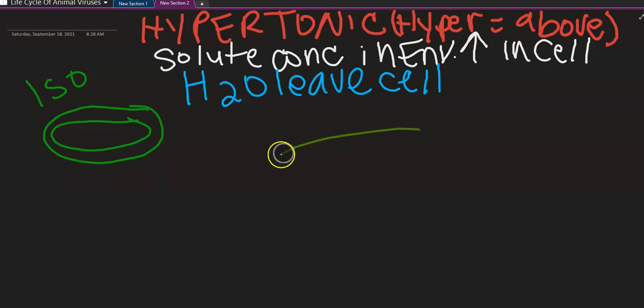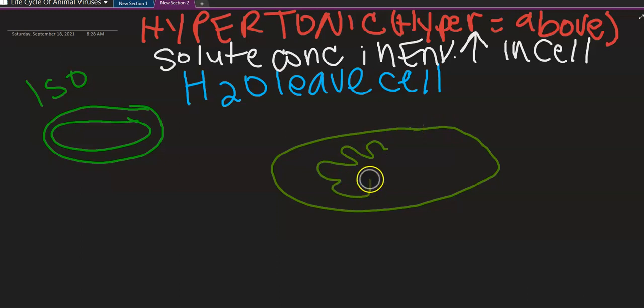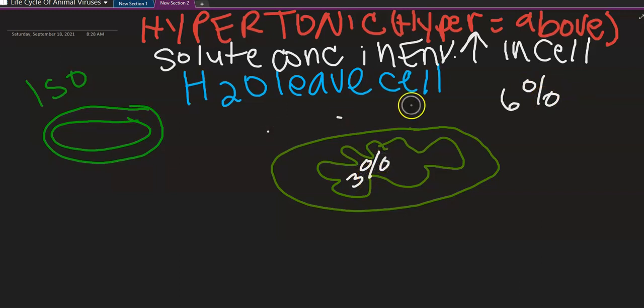So here's our cell wall and our cell membrane. What did we say? The solute concentration in the environment is higher than in the cell. So in this case, we would have 6% solute out here and perhaps 3 here. So 6 solutes out there and only 3 in here. Which one is higher? Well, the environment is higher. It is hypertonic. And so our water is going to leave the cell.